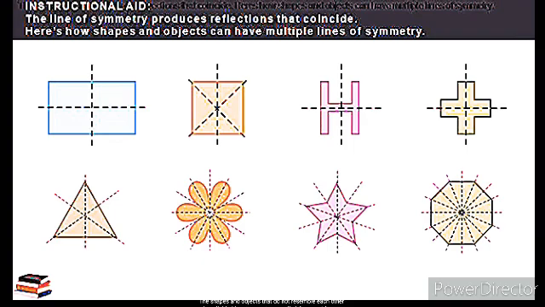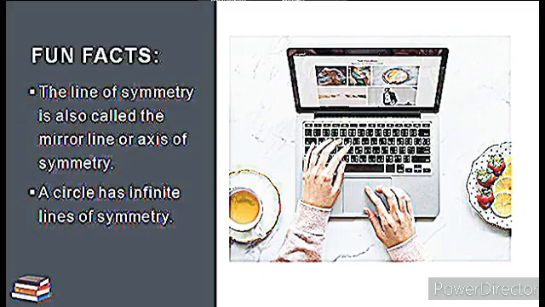Okay, so here is how shapes and objects can have multiple lines of symmetry. You can see the first shape, the rectangle, having 2 lines of symmetry. The square has 4: the 2 diagonals, vertical and horizontal. So there could be more than one line of symmetry in a particular shape, so don't be surprised when you see it, as long as it divides the shape and gives it resemblance.